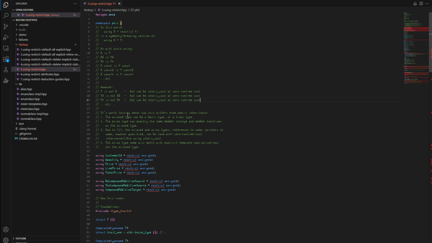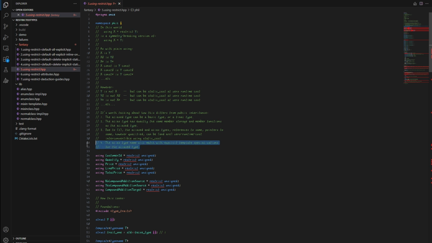The other differences from public inheritance are y here could be final, it could be a basic type. Neither of those two work if you're trying to use public inheritance. X has exactly the same member storage and member functions as the alias type. So it's the same size, it has no additional storage, it has no additional functionality. It is the same, just a different name for the same thing, which is why all these zero runtime cost static casts are safe and free.